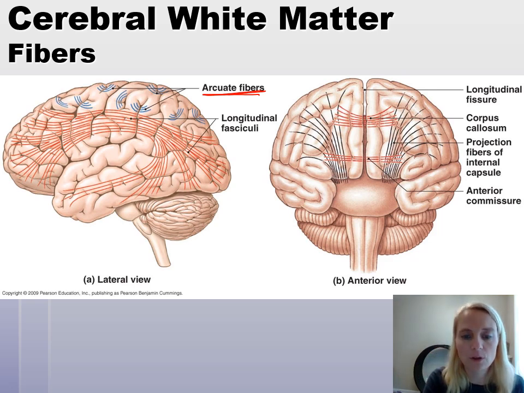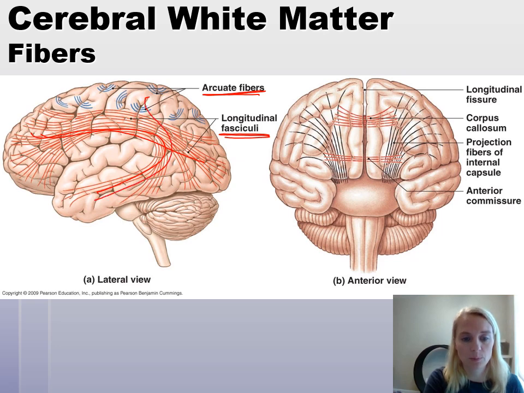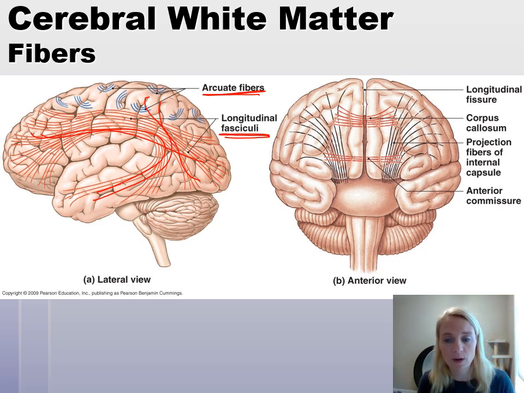And then we have the longer longitudinal fasciculi that can connect lobe to lobe, say like frontal lobe to occipital lobe, frontal lobe to temporal lobe, parietal lobe to temporal lobe, parietal lobe to occipital lobe. Those are what we call the longitudinal fasciculi, and arcuate fibers are what we call association fibers because they're making associations typically on the same hemisphere. So you're not going to get a longitudinal fasciculi across opposite hemispheres, nor are you going to do that with the arcuate fibers.